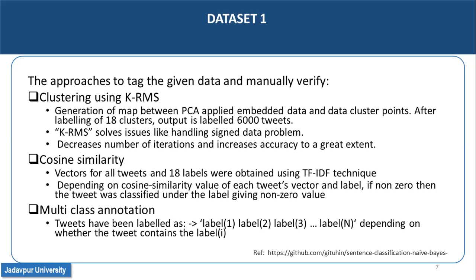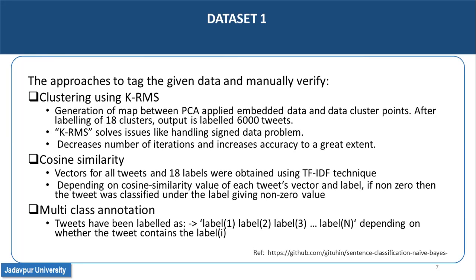The other part is cosine similarity, which has been done. In this method, the vectors for all the tweets and labels were obtained using the TF-IDF method that I mentioned. Depending on the cosine similarity value of the vector and label, if it was non-zero, then the tweet has been given some label of non-zero value.